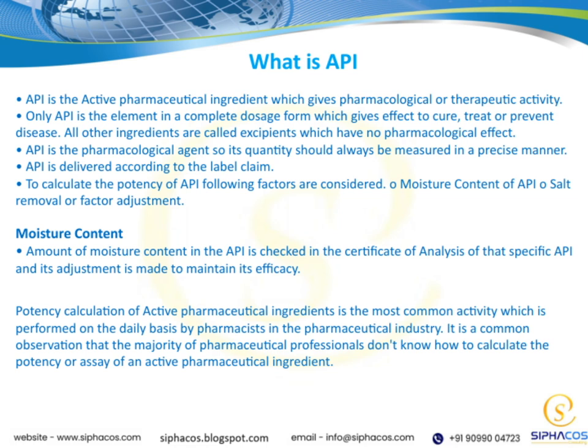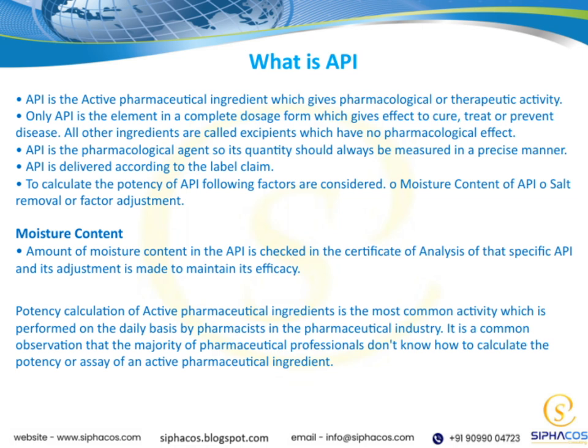So, what exactly is API? API stands for active pharmaceutical ingredient, and it's the component responsible for the therapeutic or pharmacological activity of the drug. It's the element that actually cures, treats, or prevents the disease. All other ingredients in the formulation, called excipients, don't have any pharmacological effect. They're just there to aid in manufacturing, stability, or delivery. Because the API is the active agent, its quantity must be measured precisely. The dosage should always match what's claimed on the label to ensure safety and effectiveness.